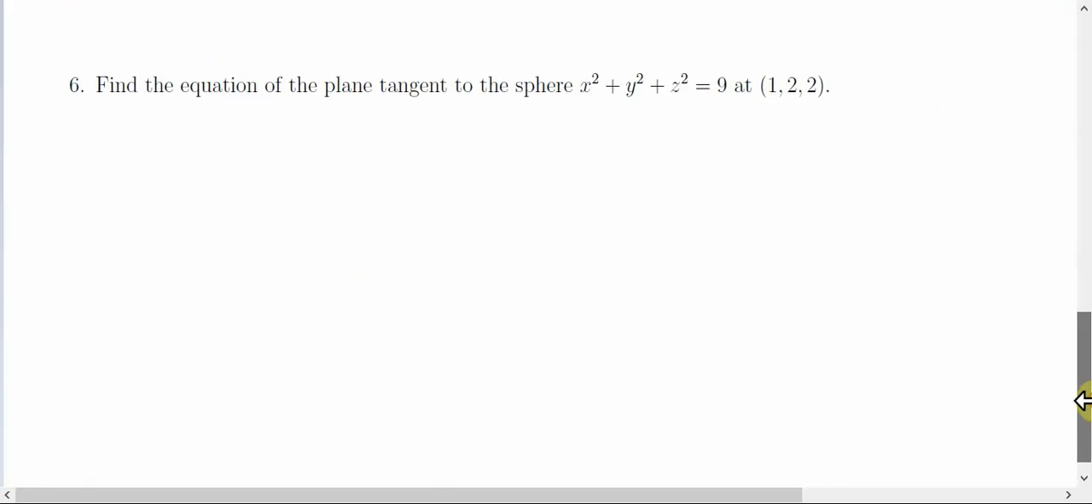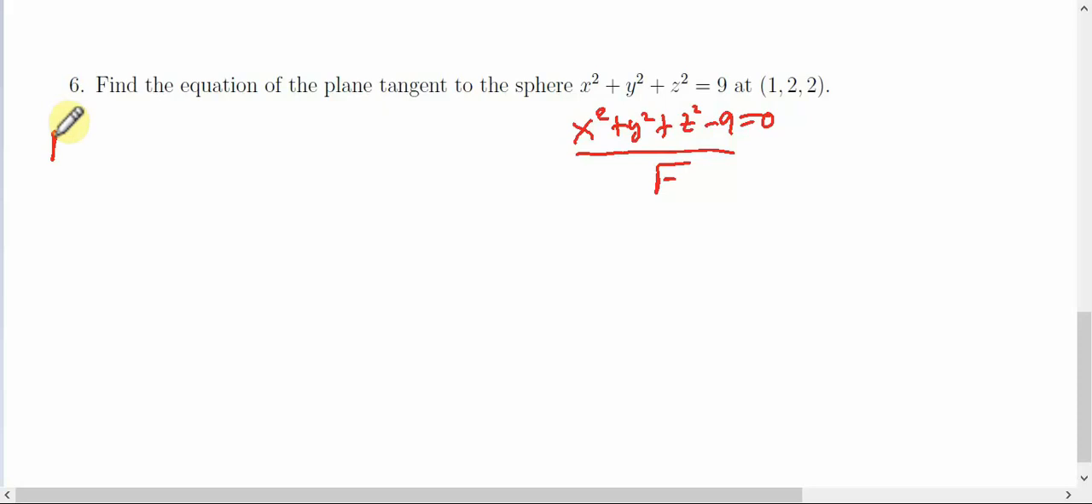And then number 6 says to find the equation of the plane tangent to this sphere. It's a sphere of radius 3 centered at the origin. Find the tangent plane. Well, remember the way you work this is you could either solve for z, but that makes it a harder problem. But the other option is just leave it as an implicit function. And this would be what we call f over here.